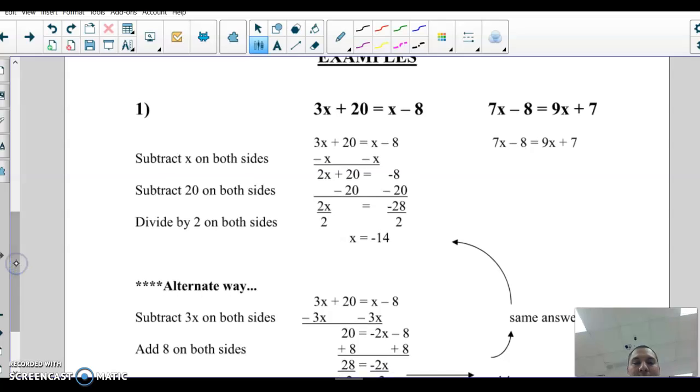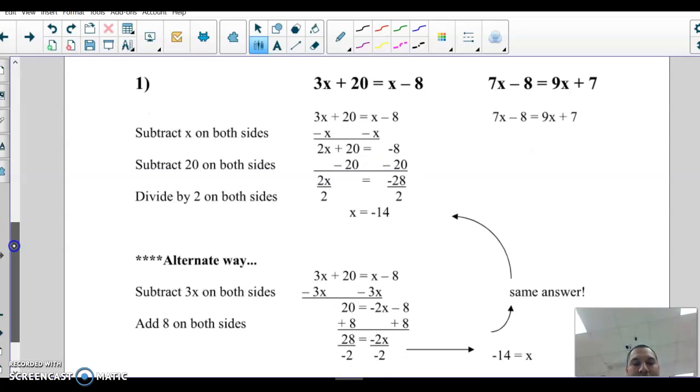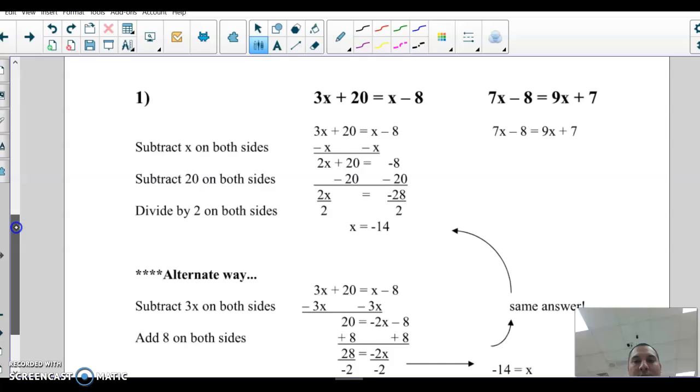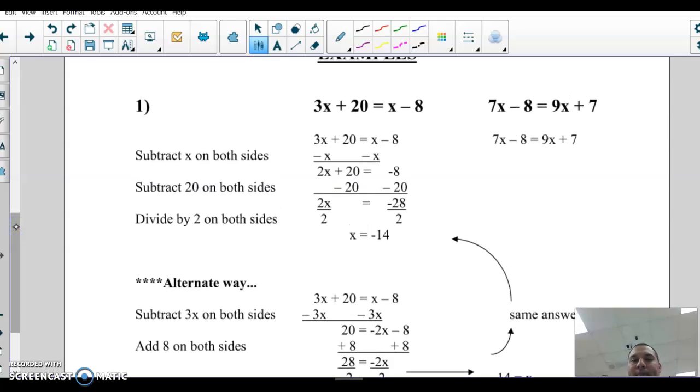Okay, so number one, there's an example done for you. I'm going to do the other one. I'm going to draw a line down the middle. It's optional. You don't have to do it, but a lot of people find it useful. There's nothing to distribute. There's nothing to combine on either side of the equal sign. So now let's just move our variables to one side. I have 7x on the left, 9x on the right. It doesn't matter which side you pick.